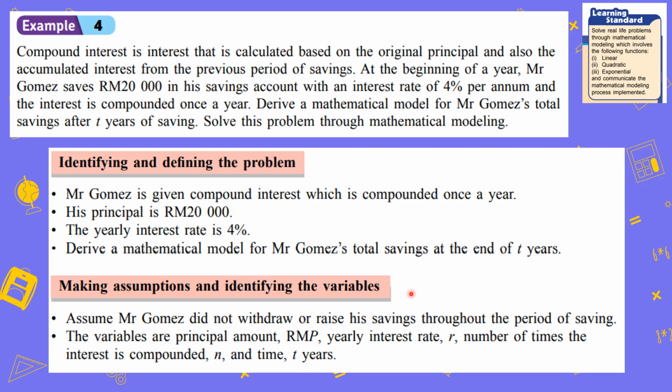Next, to make assumptions and identify the variables, assume Mr. Gomez did not withdraw or raise his savings throughout the period of saving. This is the assumption that we make. Okay, then the variables are principal amount P, yearly interest rate R, number of times the interest is compounded N, times T years.